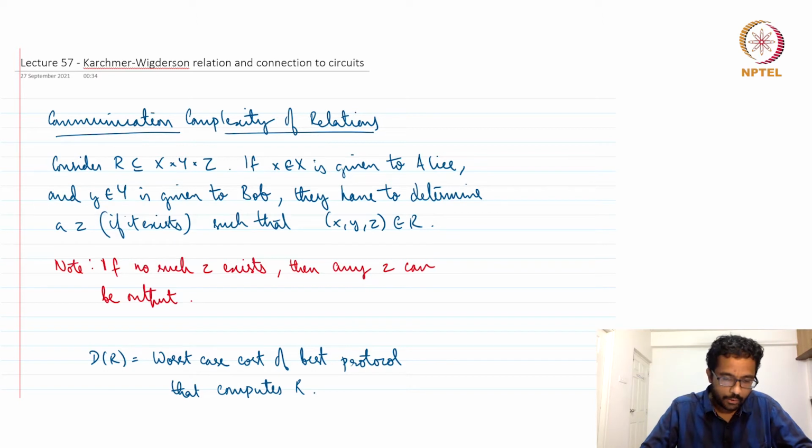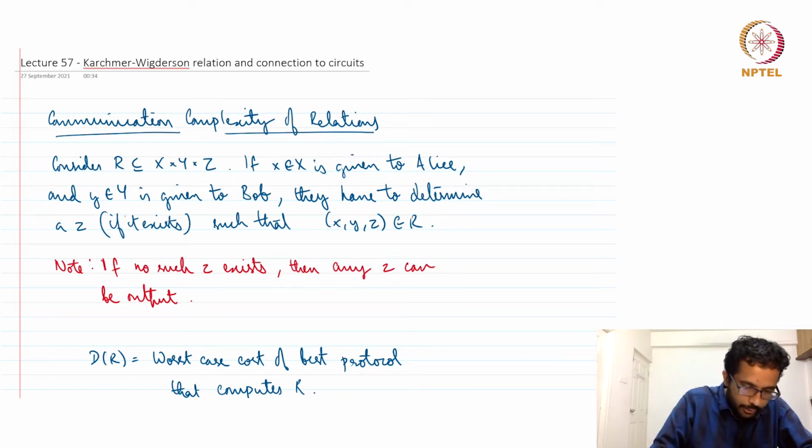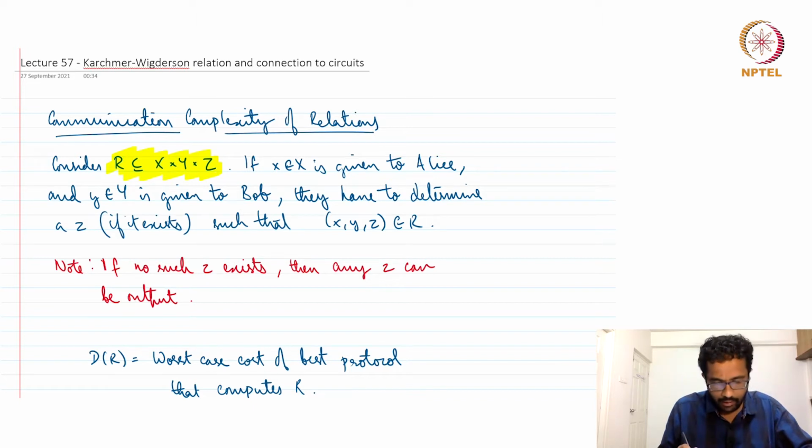Okay, so in order to get started, let me define communication complexity of relations. So far we have seen communication complexity of functions, where there is a function f that is to be jointly computed by Alice and Bob. But here we are going to talk about relations. So suppose there is a relation R that is a subset of X × Y × Z. Think of X and Y as the same X and Y, where X goes to Alice, Y goes to Bob, and Z is the output.